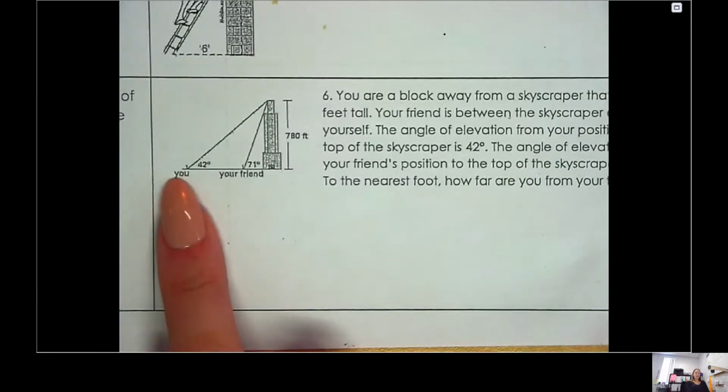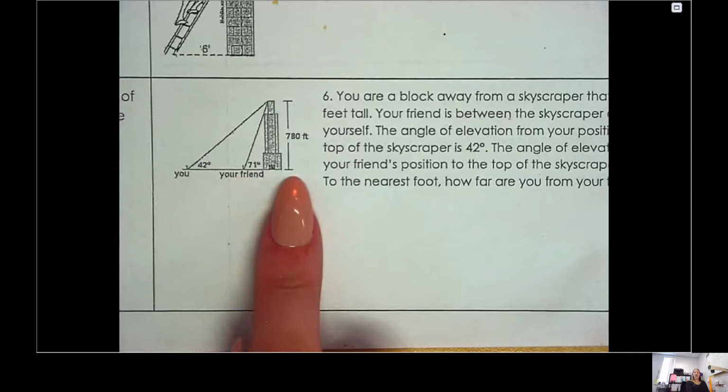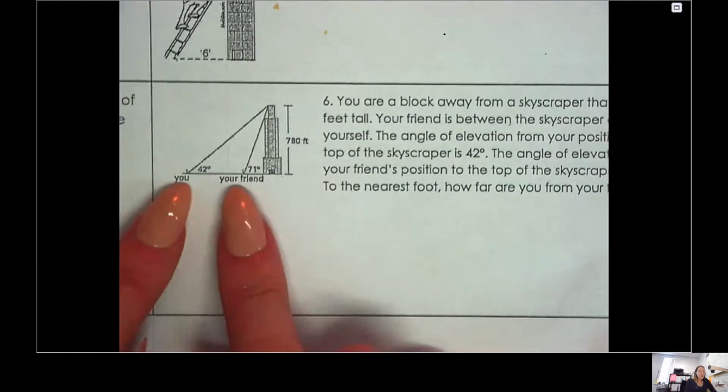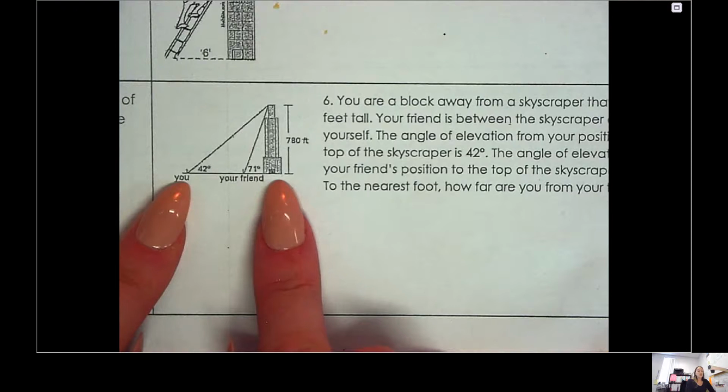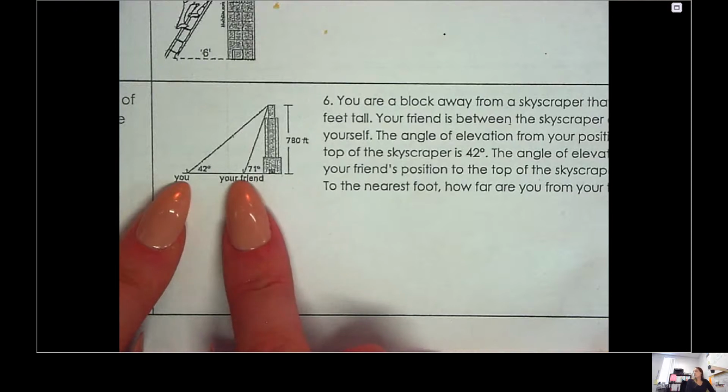So I'm standing here, your friend's here, the building's here. I want to know the distance between you and your friend. I don't want to know the whole thing. I want to know your distance between the 2 of you.